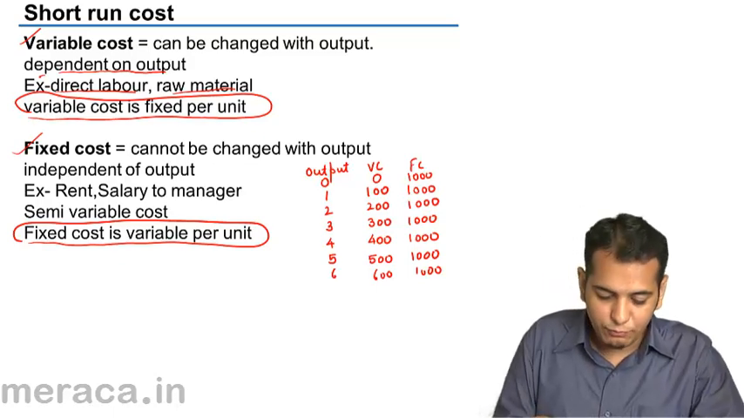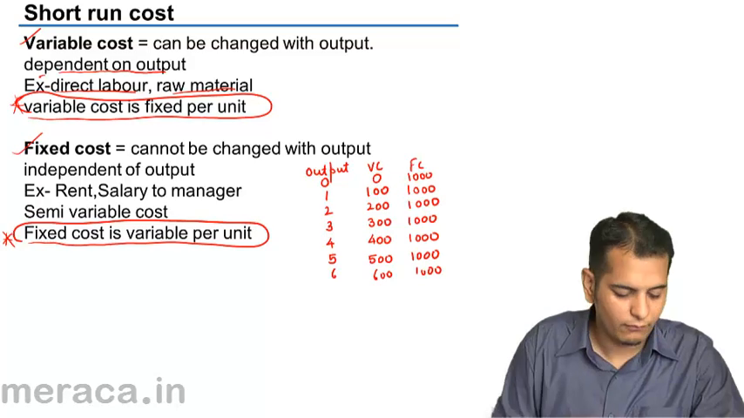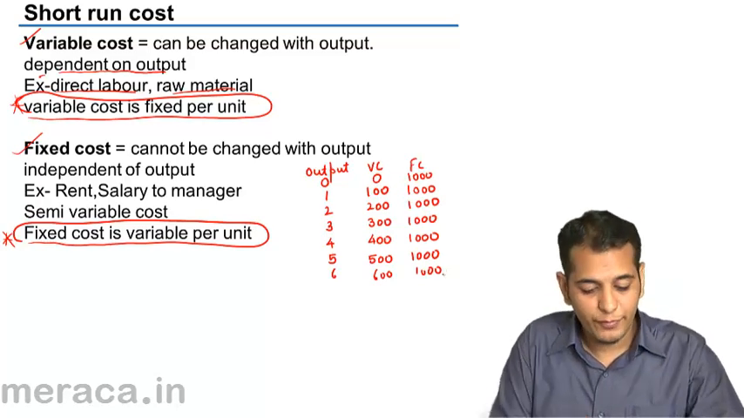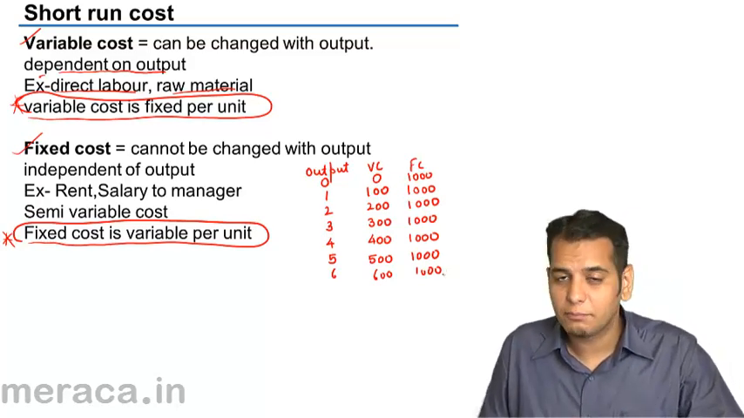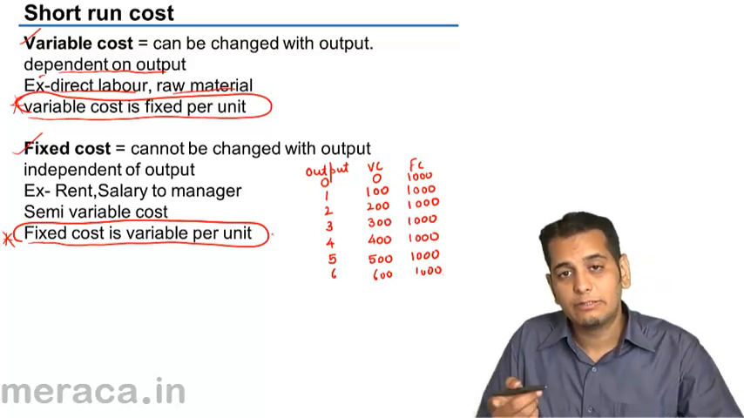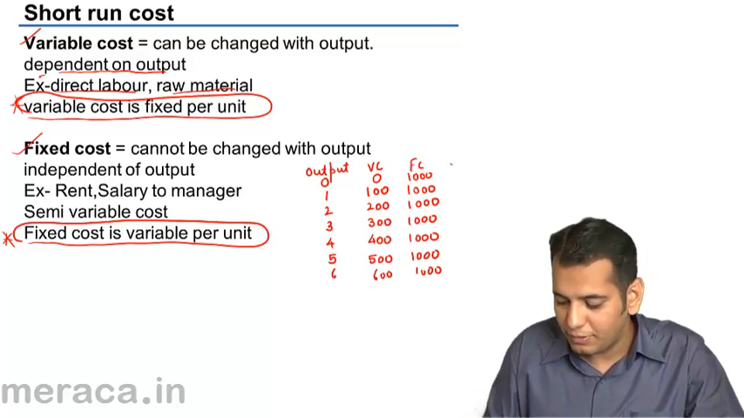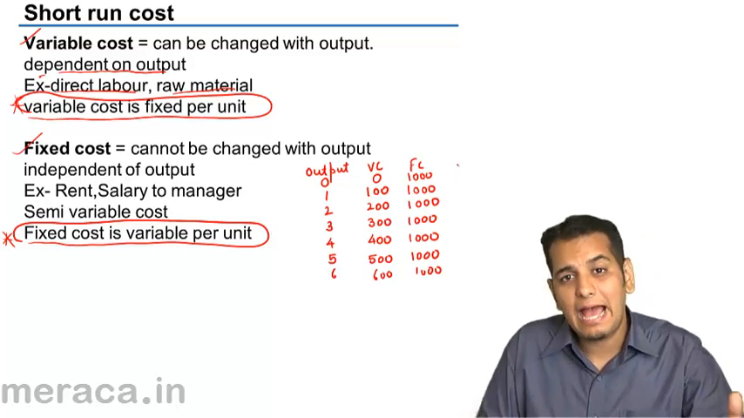Now let's try to prove these two sentences. Variable cost is fixed per unit. Fixed cost is variable per unit. Per unit cost, that means the average cost.